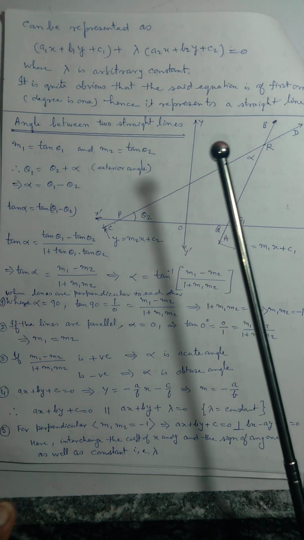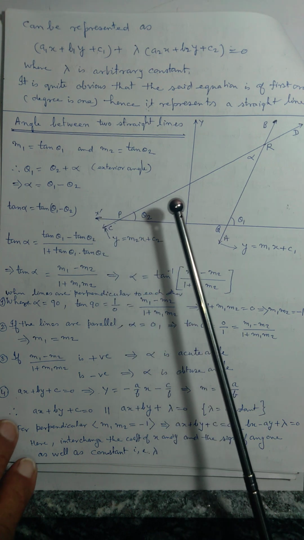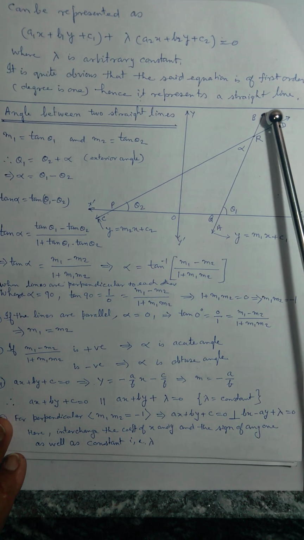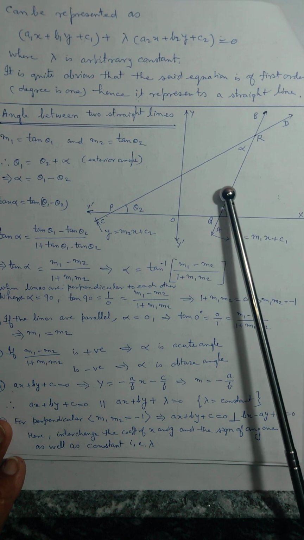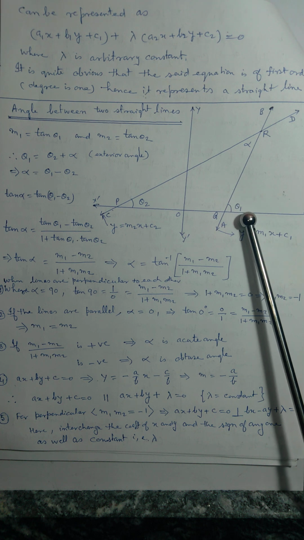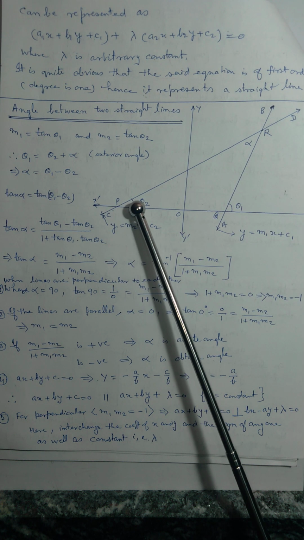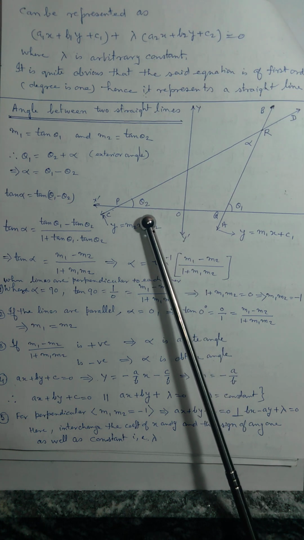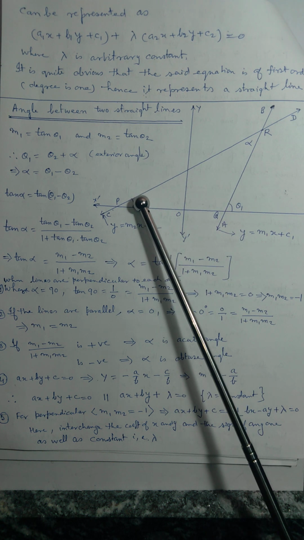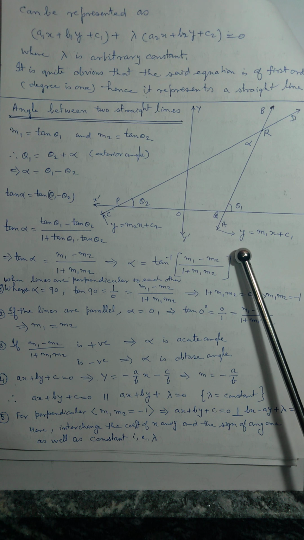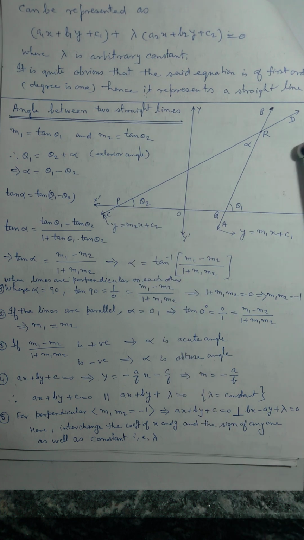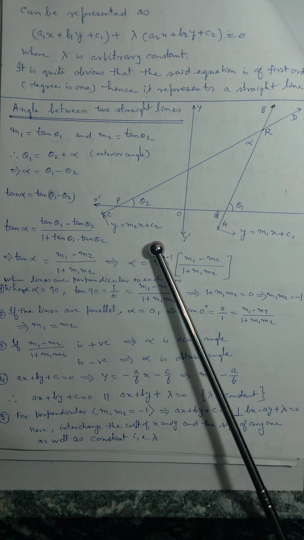Now proceed to the next formula, that is the angle between two straight lines. You see there are two lines, AB and CD. Let the AB line make angle theta 1 with the positive direction of x, and CD make angle theta 2 with the positive direction of x. The equation of AB is y = m1x + c1 and the equation of line CD is y = m2x + c2.